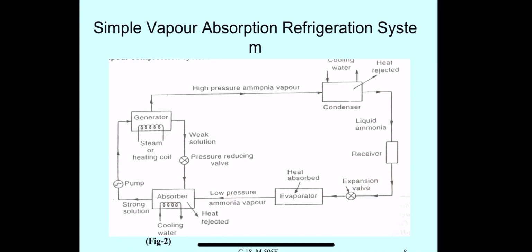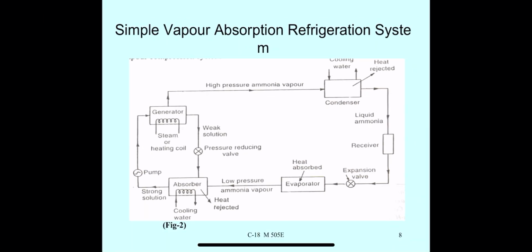The valve sends the low pressure refrigerant to the evaporator. As the low temperature refrigerant absorbs the heat in the evaporator, it is sent to the absorber again. Here there are two solutions. The strong solution is sent to the pump, and the weak solution in the generator is sent through the pressure reducing valve to the absorber. Again it becomes a strong solution, and is again sent to the generator through the pump.